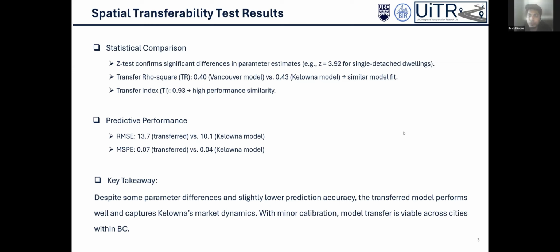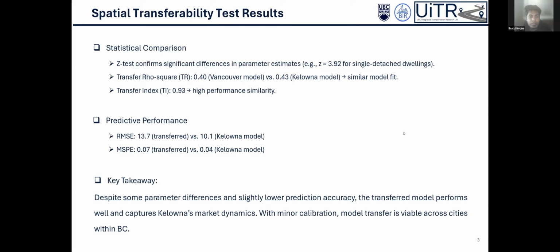So when the Vancouver model was directly applied to Kelowna, the transfer rho square value was 0.40, but for the Kelowna model, separately, it was 0.43. So these values are quite similar, indicating similar model fit. And the transfer index was 0.93, so high performance similarity. And for predictive measures, when the Vancouver model was transferred, the RMSE value was 13.7, but using the locally developed Kelowna model, it was 10.1. And for MSPE, it was 0.07 for the transfer model and 0.04 for the Kelowna model.